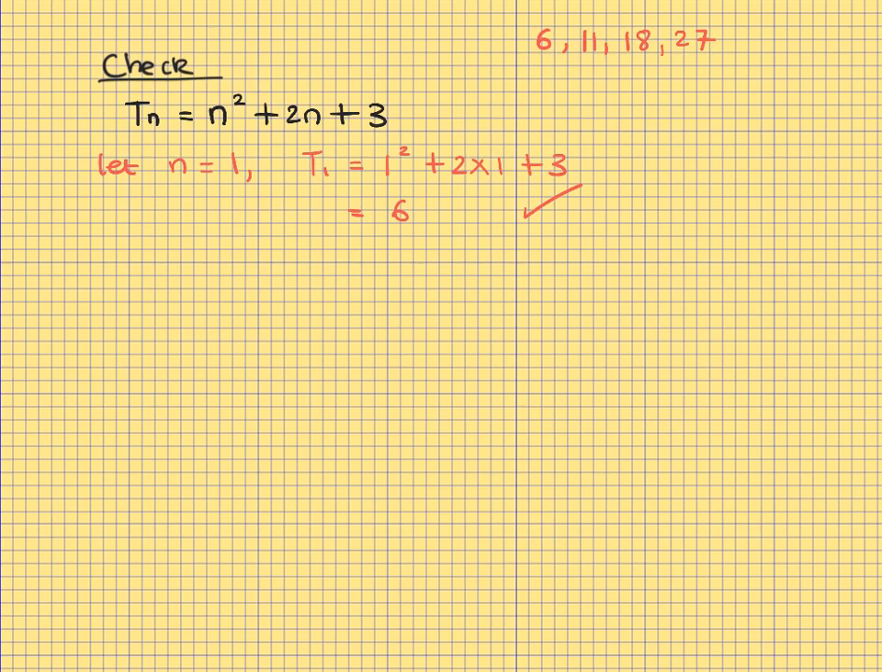Let's try another one. Let's work out what happens when n is equal to 3. This should give us the third term. So n is 3, so 3 squared plus 2 multiplied by 3 plus 3. So that's 9 plus 6 plus 3, which is 18, which is correct. So it does appear to have worked.